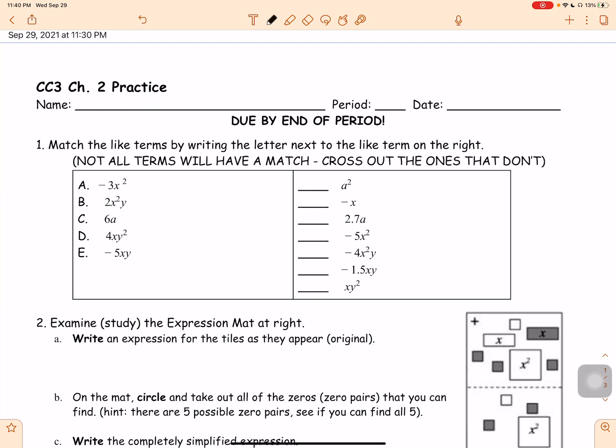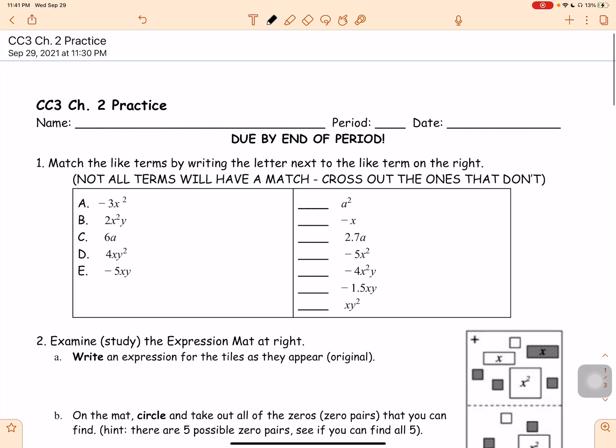Okay, so here's a Chapter 2 practice worksheet that will help prepare you for the Chapter 2 exam. Not everything that will be on the exam is on this one worksheet. So some things I'm going to let you guys use as notes.